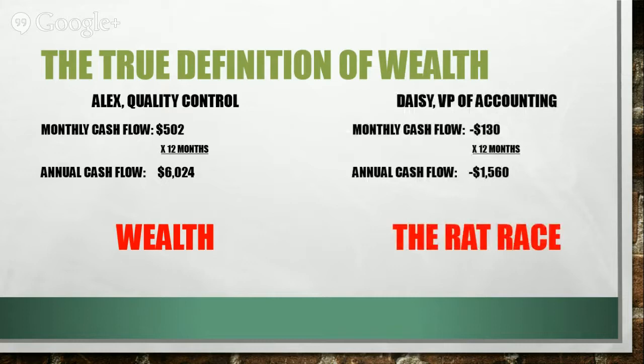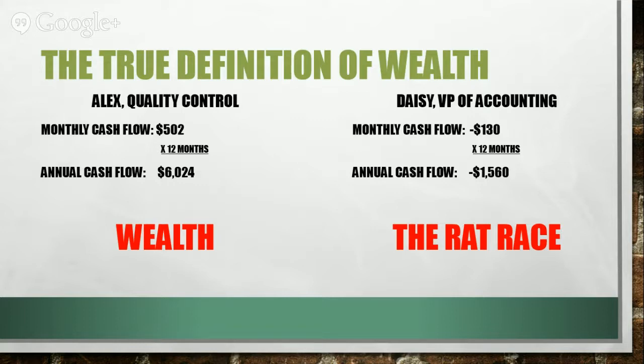money. Now, if I look at Daisy, Daisy's monthly cash flow, if you remember, is negative 130. If you multiply that by 12 months in a given year, by the end of the year, she'll actually have negative cash flow. That means she'll be in the hole $1,560. And this is what we call the rat race. It's when you can't even make ends meet. You aren't in the hole because every month you get your cash.